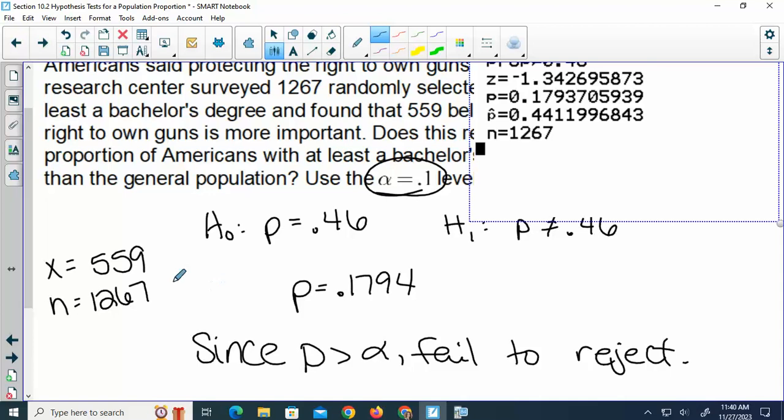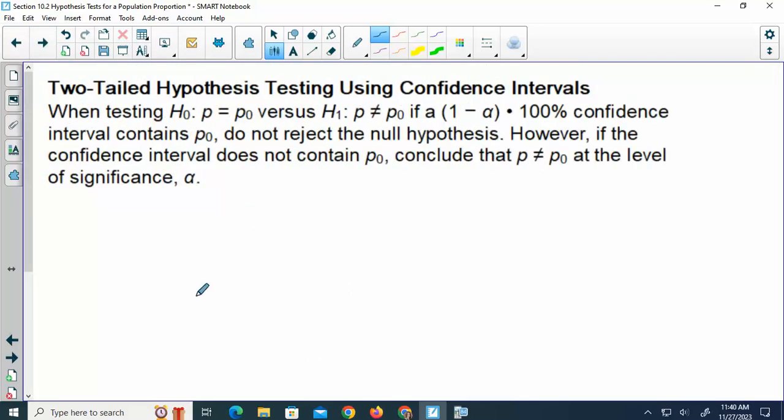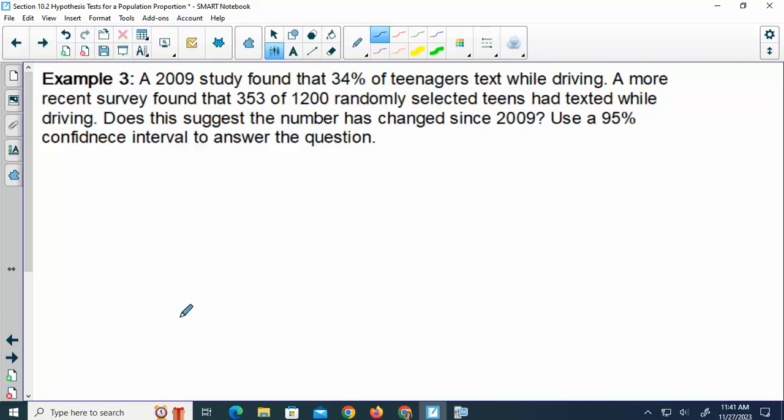There is another option for hypothesis testing. We can build confidence intervals. Remember, we've made confidence intervals before. If your null hypothesis is within the confidence interval, then we can't reject it. We're 95% confident it's between these two values. So if the null is in there, we can't reject. But if it's not, then we could reject. So we could use a confidence interval to decide.